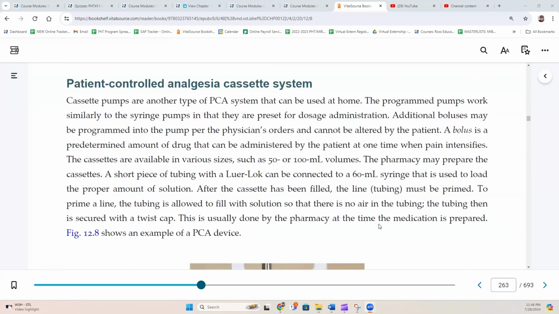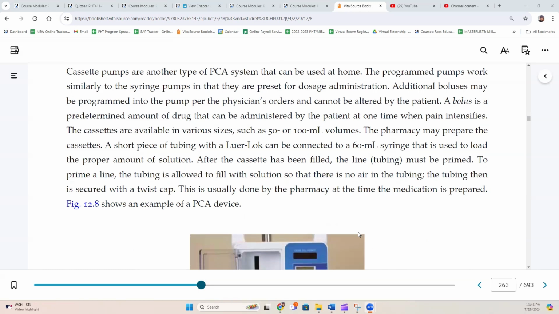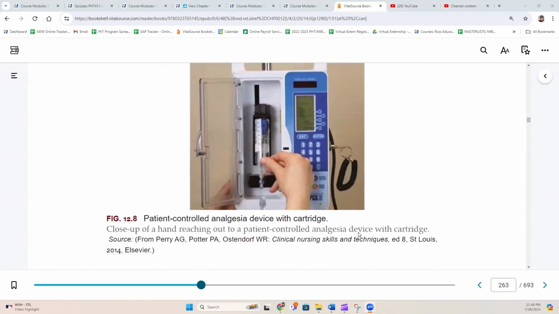The pharmacy may prepare the cassettes. A short piece of tubing with a luer lock can be connected to a 60 ml syringe that is used to load the proper amount of solution. After the cassette has been filled, the line tubing must be primed. To prime a line, the tubing is allowed to fill with solution so that there is no air in the tubing. The tubing then is secured with a twist cap. This is usually done by the pharmacy at the time the medication is prepared.